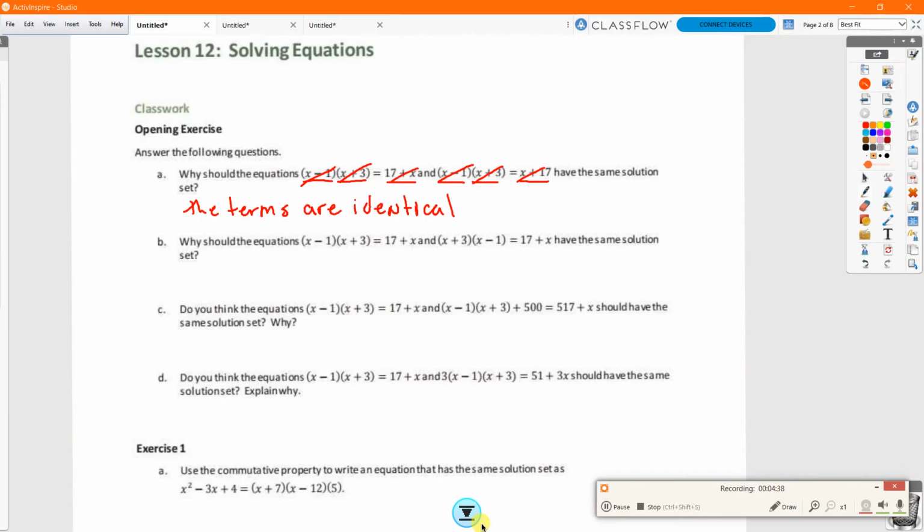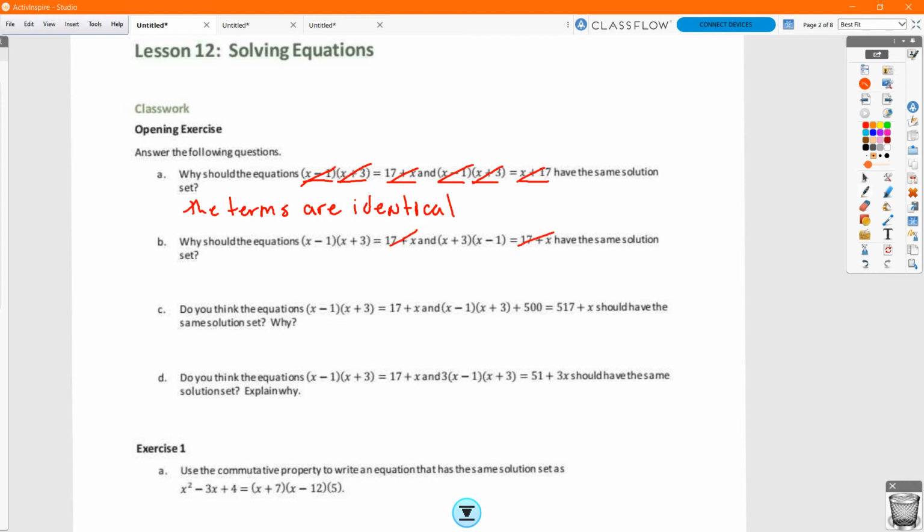All right, so let's get back to what we were supposed to be talking about before I got my phone call that interrupted everything. So why should the equations x minus 1 times x plus 3 equals 17 plus x and x plus 3 times x minus 1 equals 17 plus x have the same solution sets? Okay, well, let's go over something here real quick. So we got 17 plus x and 17 plus x. Those are identical.